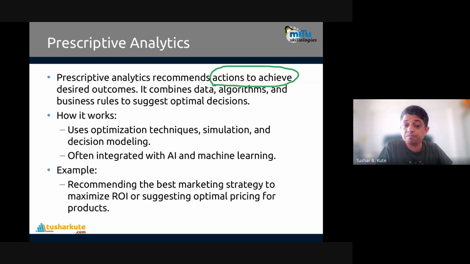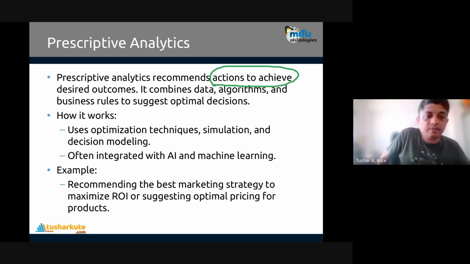How does it work? It uses optimization techniques, simulation, and decision modeling. With the help of these, it's possible to perform these respective operations: optimization, simulation, and decision modeling. It is often integrated with AI and machine learning. Predictive is also AI and machine learning, and prescriptive is also AI and machine learning.